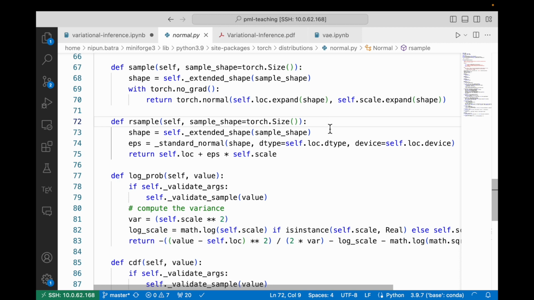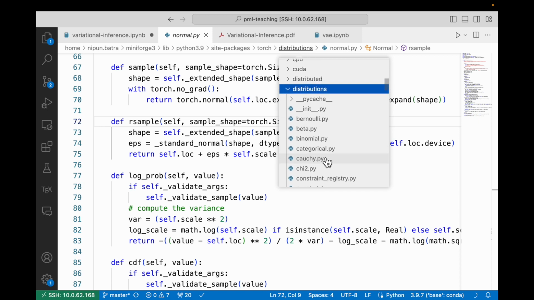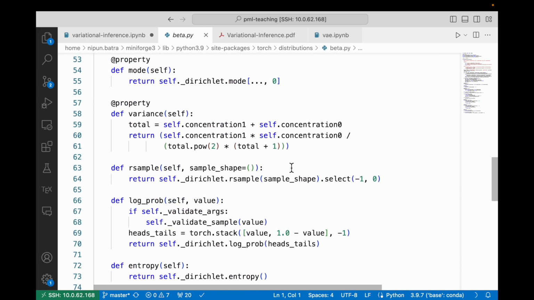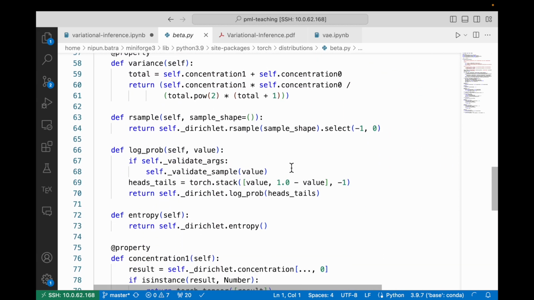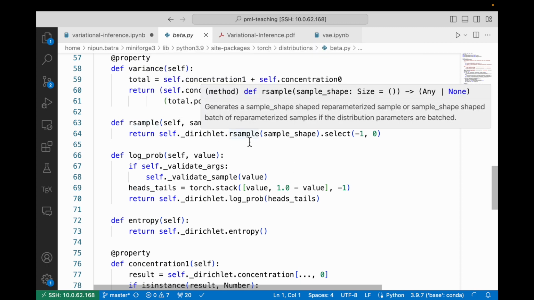Now, if you're interested, you may want to check if there are other distributions where the rsample method, the reparameterization, is implemented. You should maybe just go to distributions, maybe pick up some other distribution. Let's pick up Beta and look at the properties that they have: mode, variance, rsample. The rsample here is calling Dirichlet.rsample. Why do you think they have implemented it this way? Why should a call to Beta.rsample call Dirichlet.rsample?